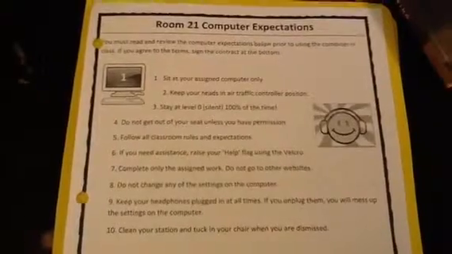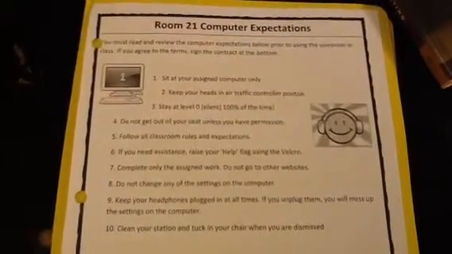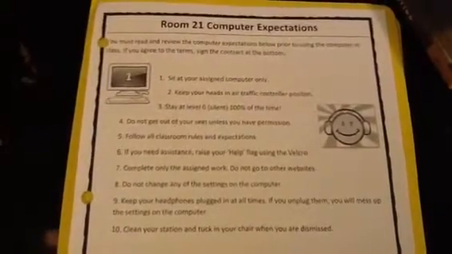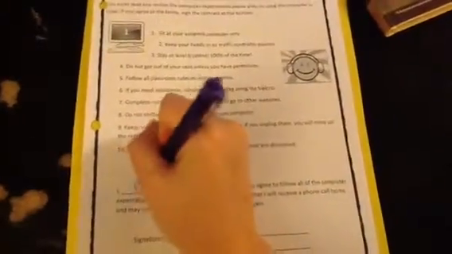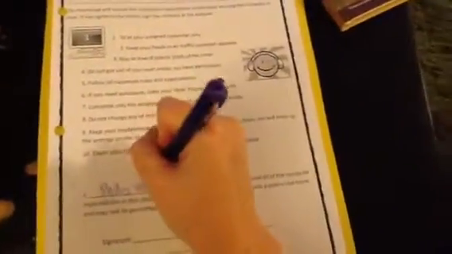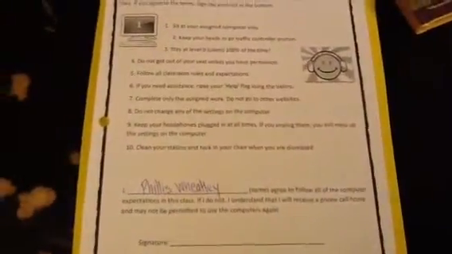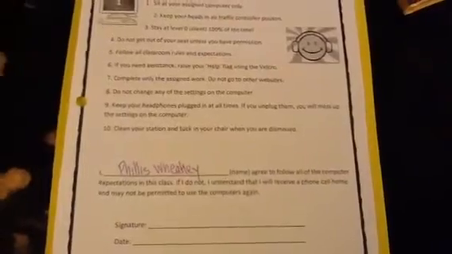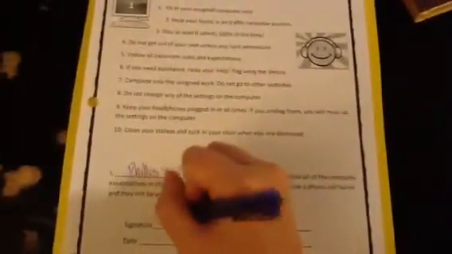And number 10, clean your station and tuck in your chair when you are dismissed. The lesson should take you the entire period, so you should not need to worry about dismissal until the end of the period. If you've agreed to these procedures and expectations, you're going to write your name on the line, so it will say I and your name first and last, agree to follow all of the computer expectations in this class. If I do not, I understand that I will receive a phone call home and may not be permitted to use the computers again. Then you're going to sign your name.